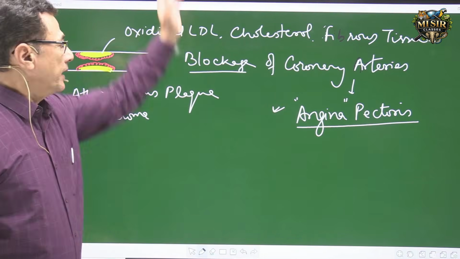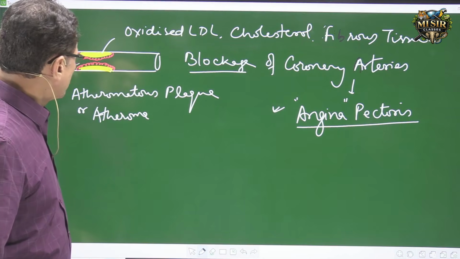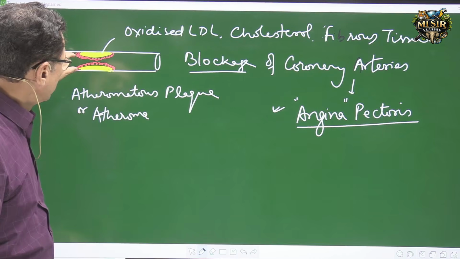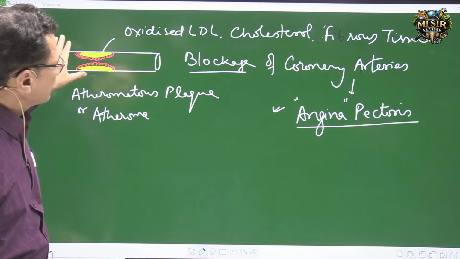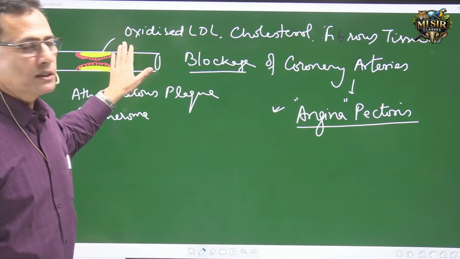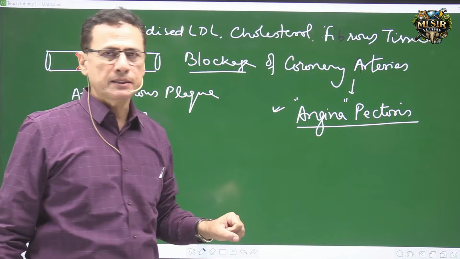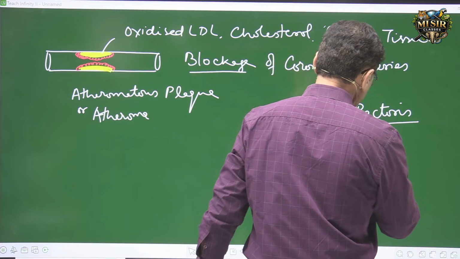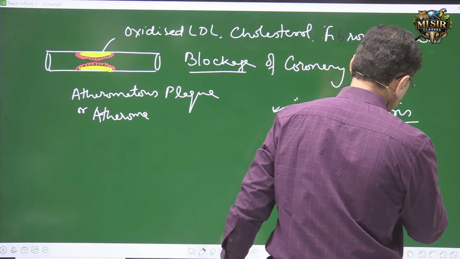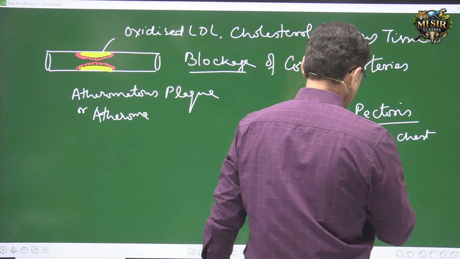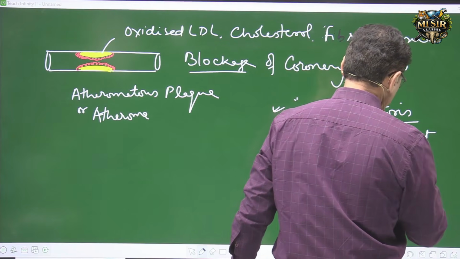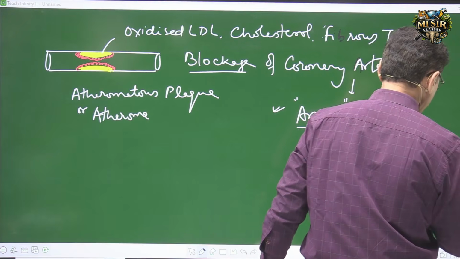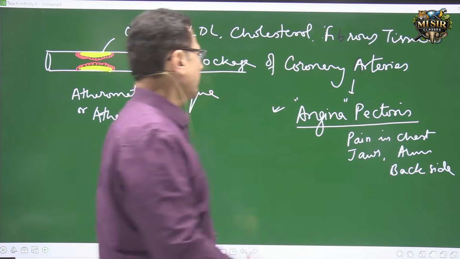So I hope I have explained the process of atherosclerosis, that is abnormal deposition of atheromatous plaque or atheroma. This process is called atherosclerosis, leading to hardening of the blood vessels. It leads to suffocating pain in the chest, jaws, arm, back. This condition is called angina.